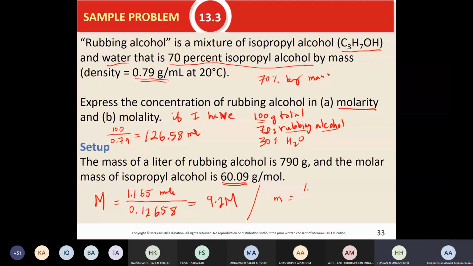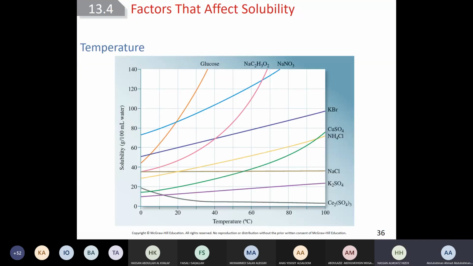Can you calculate the molality? Yes, the same number of moles, 1.165 mole. Divide by what? We convert 30 grams to kilograms. Exactly. Now I care only about water, so I'll use only 0.030 kilogram H2O. And what will be the molality? Give me a number. 38.83. So if we know the mass percent, we can calculate the molarity, we can calculate the molality. Is this clear? Clear.